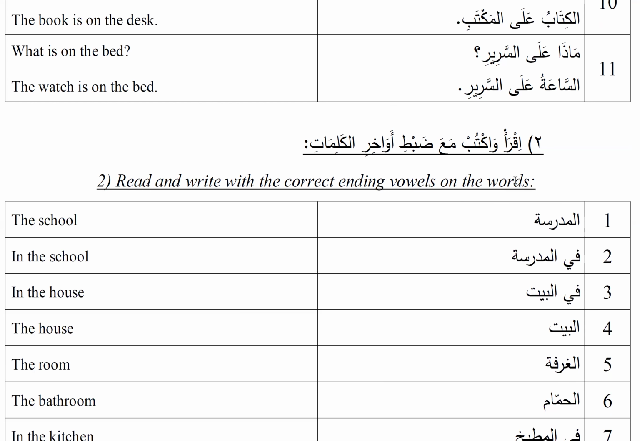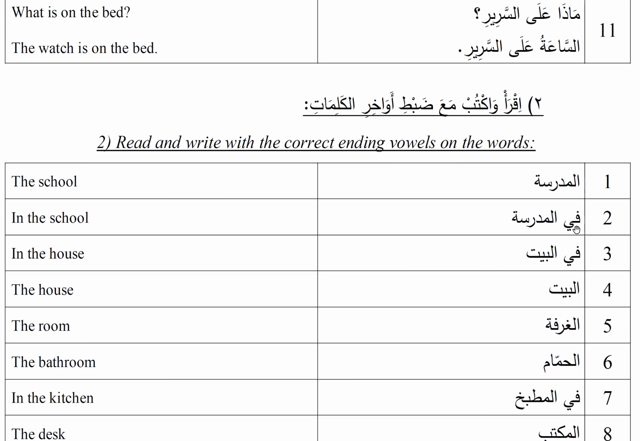Now we've seen how to read the words normally and when prepositions come. Normally you would read it with the dhamma at the end, and when prepositions come, we read it with kasra at the end. Based on this, we have the next exercise. اقرأ واكتب مع ضبط أواخر الكلمات. Read and write with the correct ending vowels on the words. So focus. We need to make sure that if there is a harf jar, we read it with kasra. If not, we read it with dhamma.